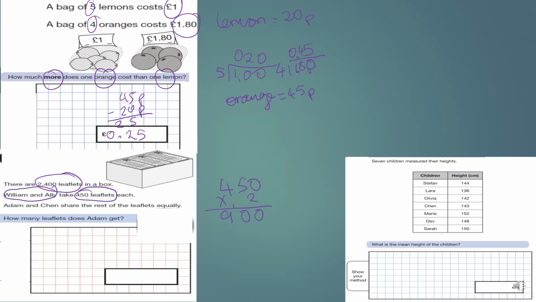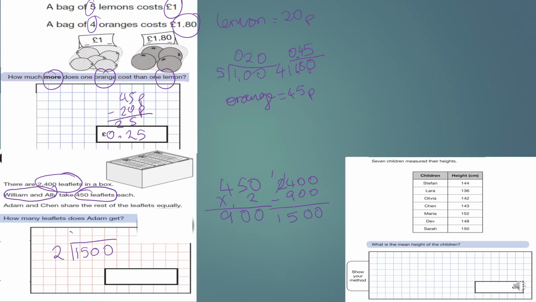Adam and Chen share the rest. So if we do 2,400 subtract 900, 0 from 0, 0 from 0, can't do that, 9 from 14 is 5 and 1. There are 1,500 leaflets left. Adam and Chen share those leaflets, so we need to do a simple bus stop or halve it.